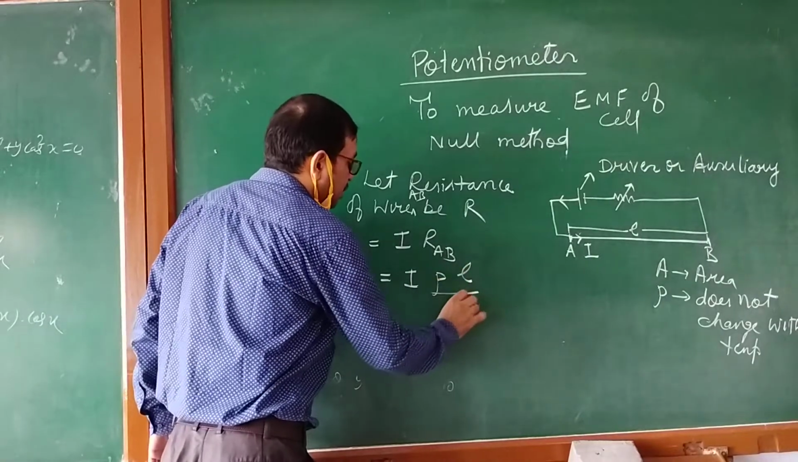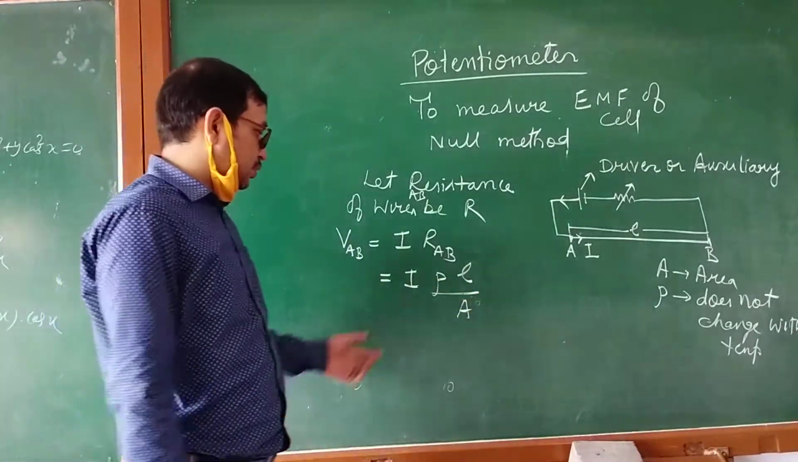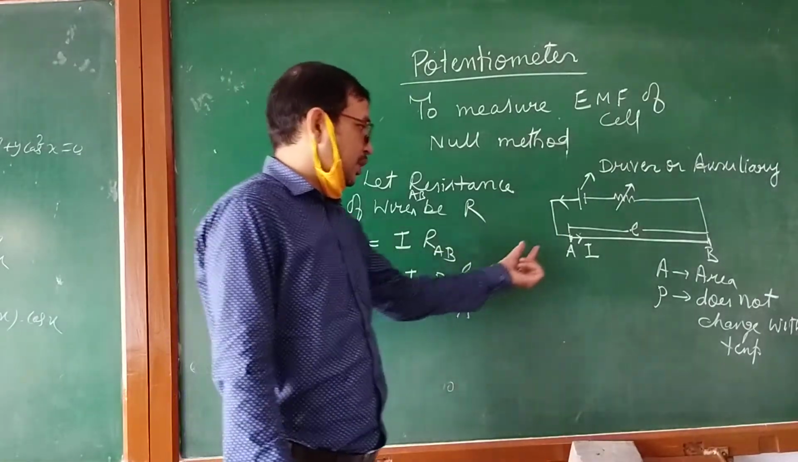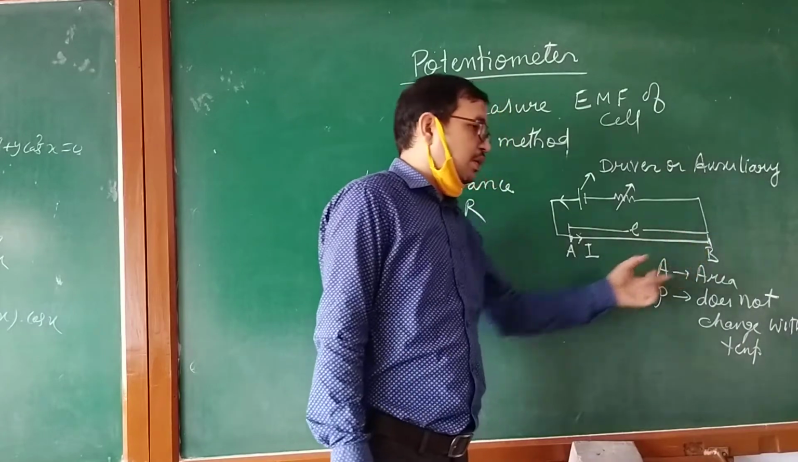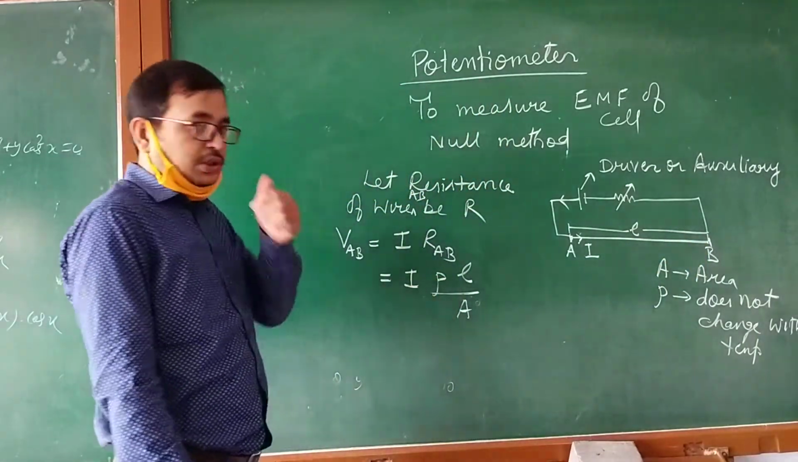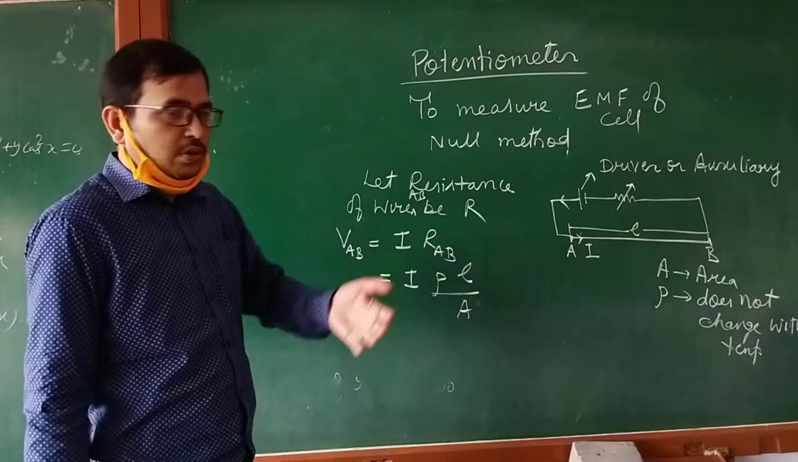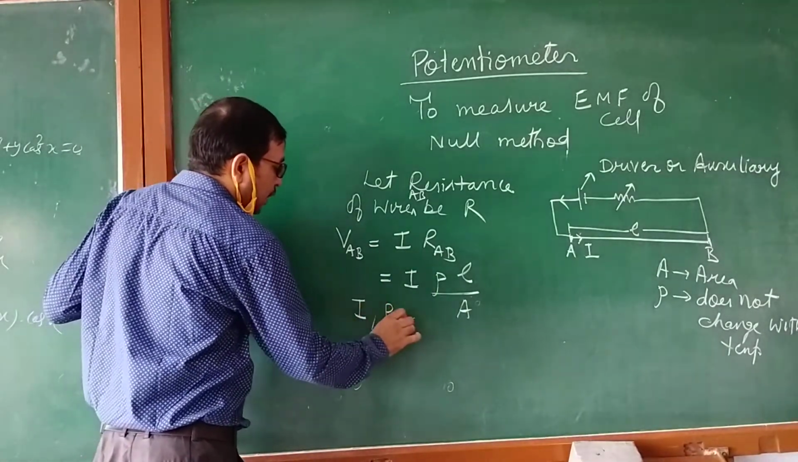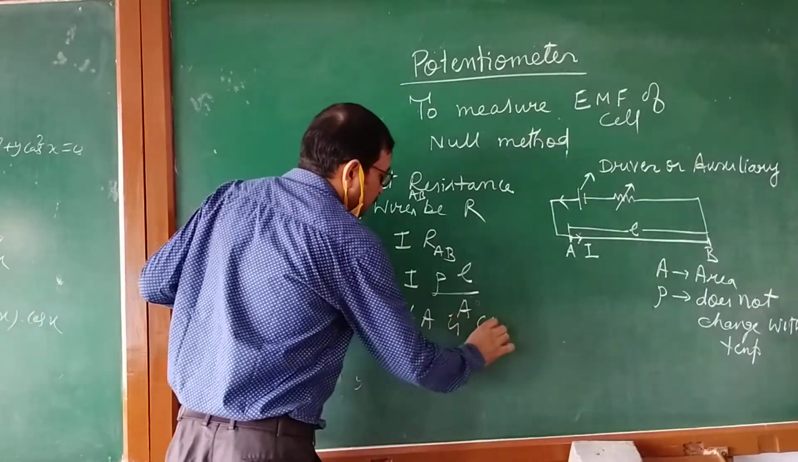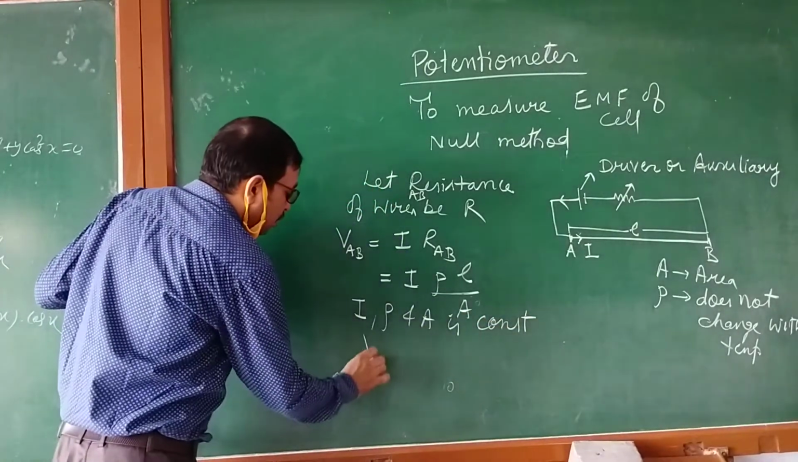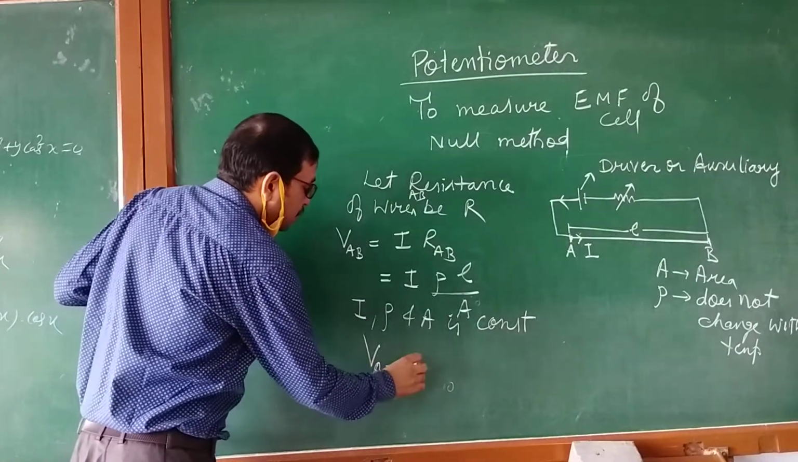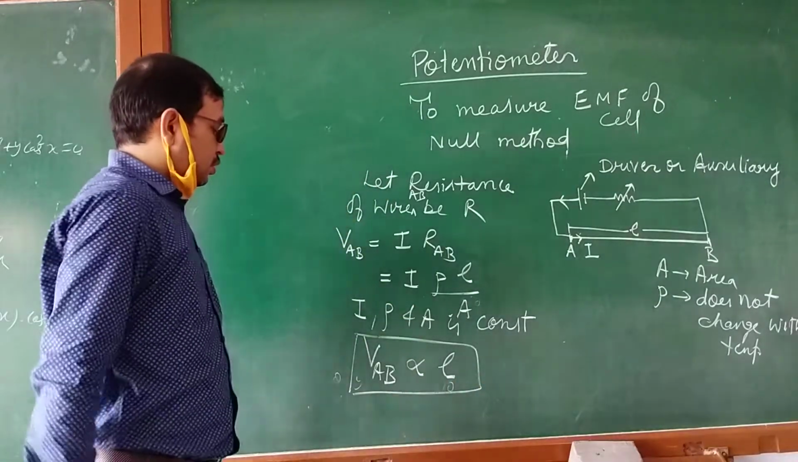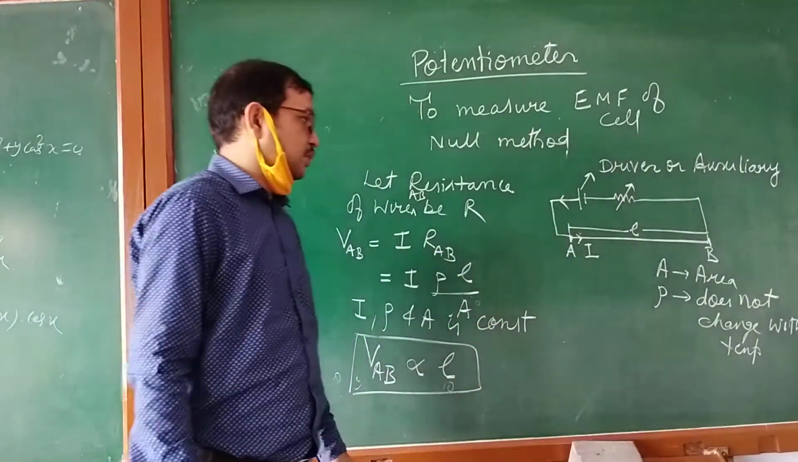Rho L by A. Now you can see, students, that the current which we are supplying is constant, its area is uniform throughout the section AB, and resistivity does not change with temperature, or with the increase or decrease of current. Then what is happening? I, rho and A are constant. Then the potential drop across the length AB will be proportional to the length of the wire. This is the principle of potentiometer.